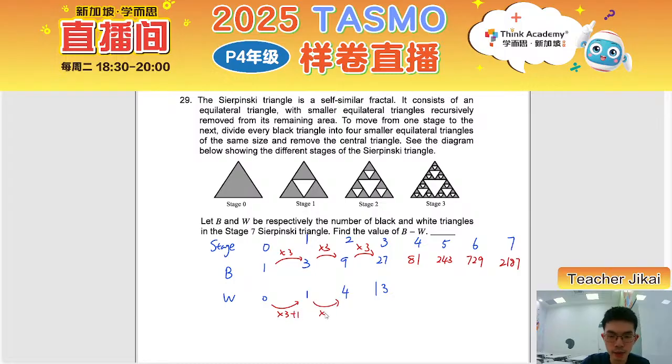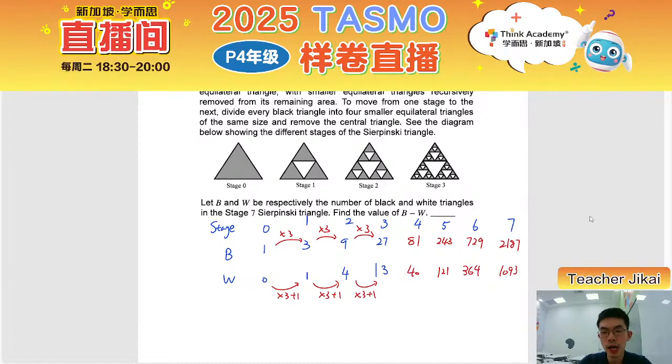This one we times 3 plus 1. So for the fourth here, 13 times 3 plus 1, 40. 40 times 3 plus 1, 121. 121 times 3 plus 1, 364. Right. 364 times 3 plus 1, 1093. Right, we know it.